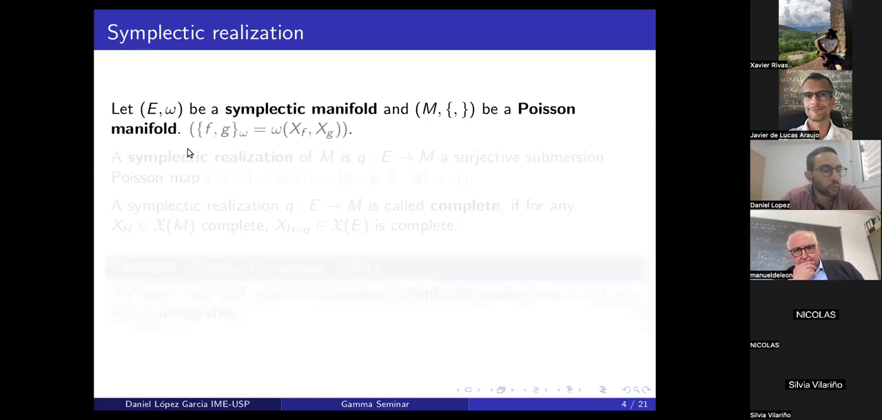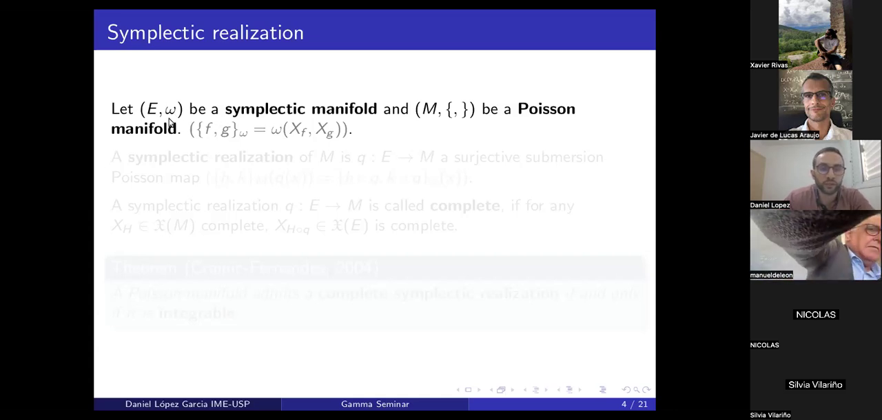Well, as a motivation, I want to recall what is a symplectic realization. So for that, I'm going to consider a symplectic manifold E with symplectic form omega. You know, this is a closed, non-degenerate 2-form. And also, I'm going to consider a Poisson manifold M with this Poisson bracket. For sure, in this symplectic manifold, I have a canonical Poisson structure given by the symplectic form.